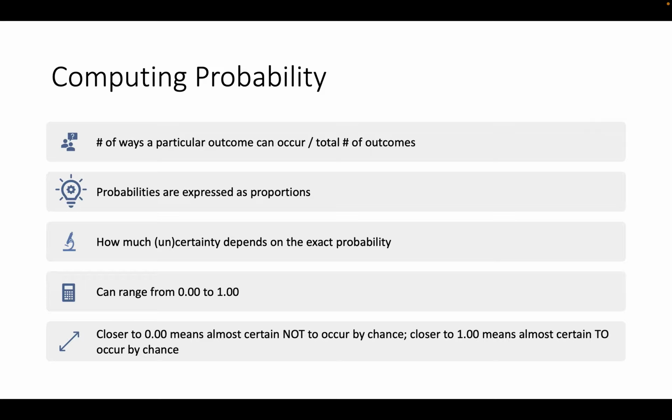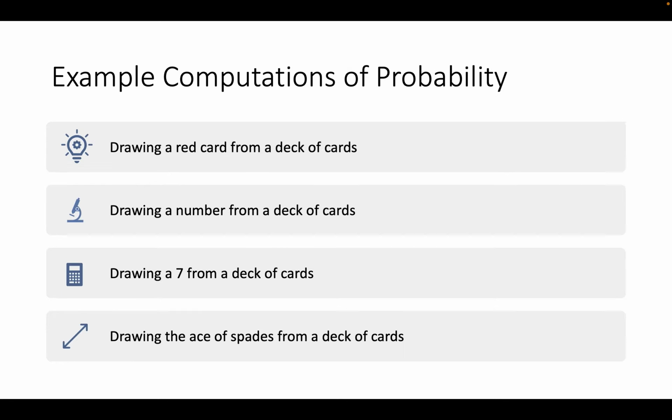And the closer to 0 a number is, that means we can be almost certain this event did not occur by chance. But a probability value closer to 1 means that we can be almost certain the event did occur by chance. So let's compute a few examples.